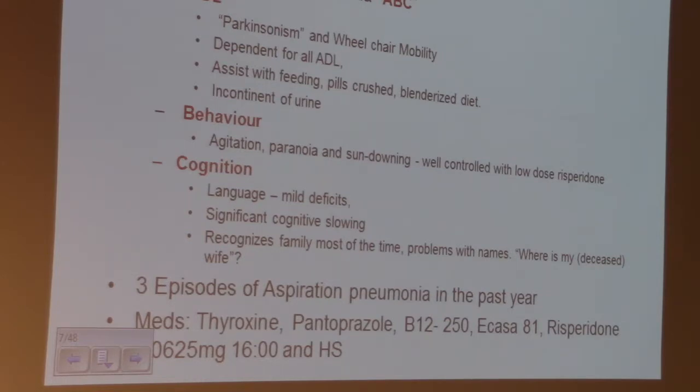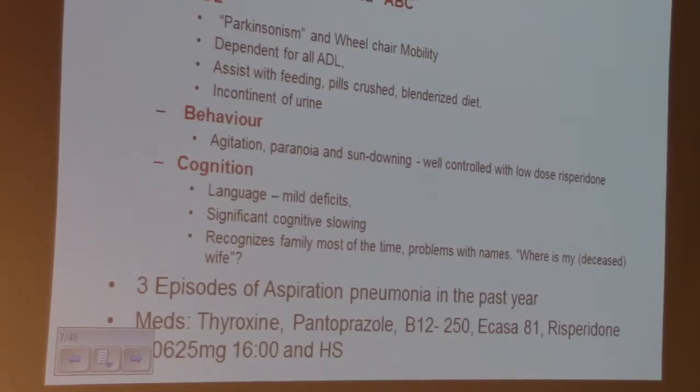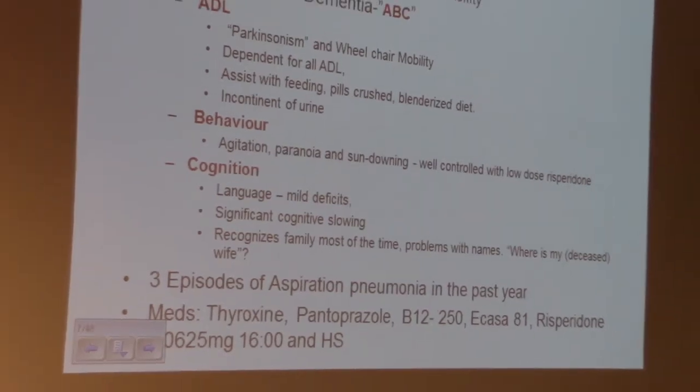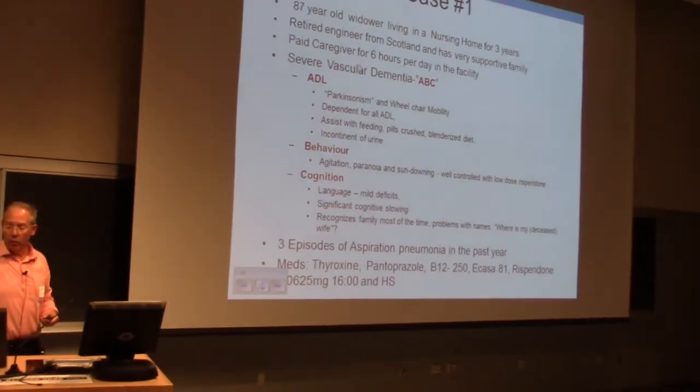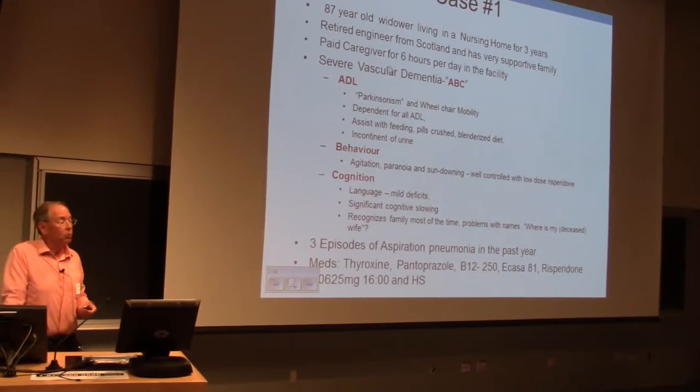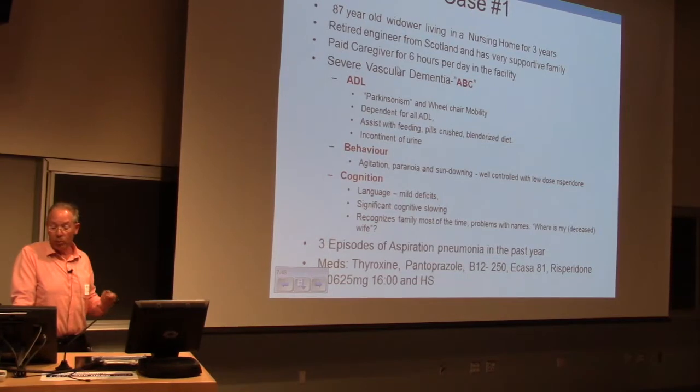He was happier. The family were in agreement that his quality of life was better with that. And cognitively, he had some mild language deficits. He had this significant subcortical dementia, with a lot of slowing. You ask him a question, and he would answer you 2 minutes later. And he recognized most of his family. He recognized his family most of the time.